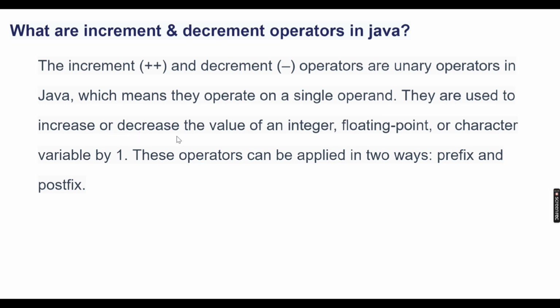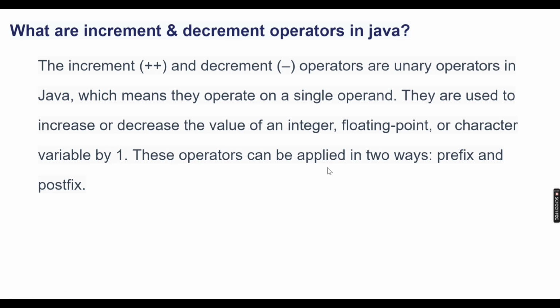They are used to increase or decrease the value of an integer data type, floating point data type, or a character data type by 1. They will increase or decrease depending on the symbol that you have provided. If you provide plus plus, then it will increase the value by 1. If you provide the symbol minus minus, then it will decrease the value by 1.